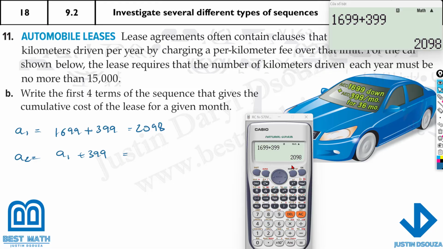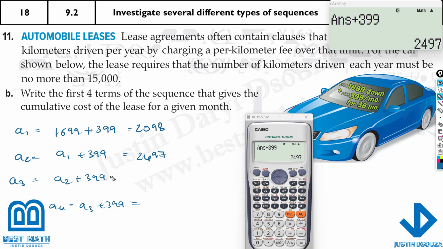If you have to find many other terms, what you can do is in this calculator, just press answer, and now press plus 399. For the next term, I'll just press equal to. What happens is, this is the second term. It is 2497. Now what about A3? That is the previous term, A2 plus 399, isn't it? And I have to do one more month. That is A4, that is A3 plus 399.